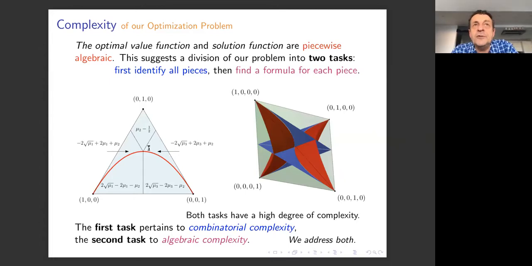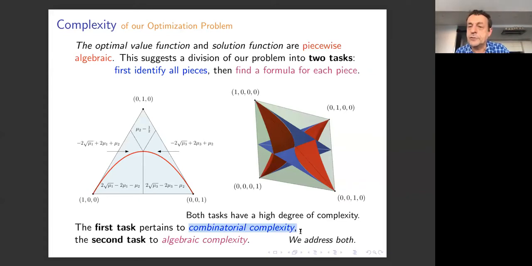You need to evaluate an algebraic function. You need to solve a system of algebraic equations. That's an algebraic task. And these are different sources of complexity. So for example, linear programming has a high degree, or fairly high degree, of combinatorial complexity, right? So there are still outstanding open questions about the complexity of linear programming, but that's an issue of combinatorial complexity because the algebraic complexity is trivial, right?